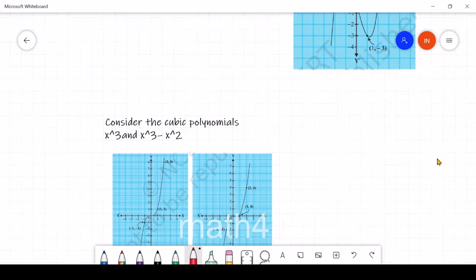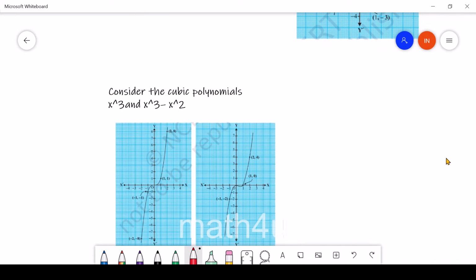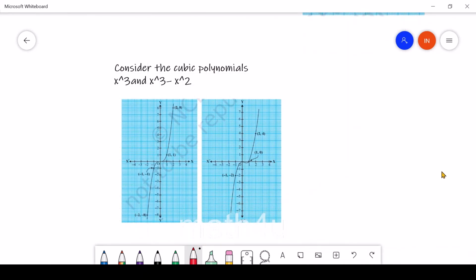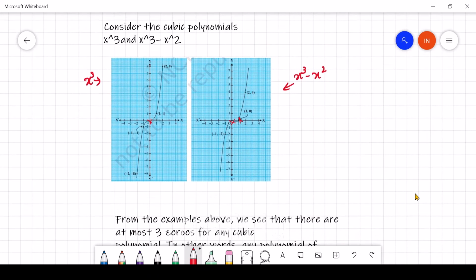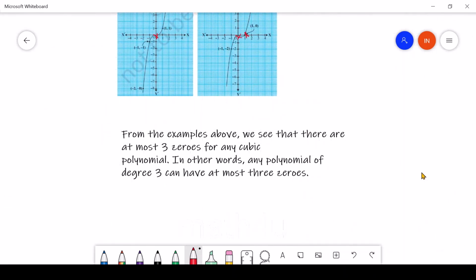Consider these cubic polynomials: x cube, and another one, x cube minus x square. This graph is for x cube and this is for x cube minus x square. In both cases you can see it meets at only one place, and here at 2 places. So what can we conclude for a cubic polynomial? Yes, for a cubic polynomial we can say that it can have at most 3 zeros, right? There are at most 3 zeros for a cubic polynomial.